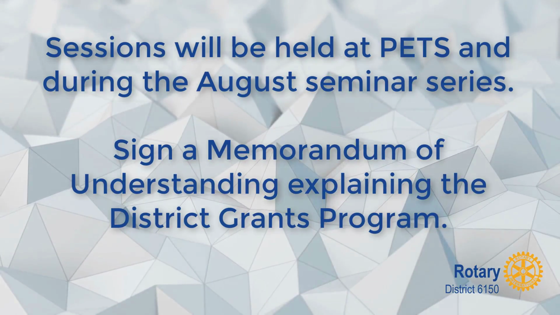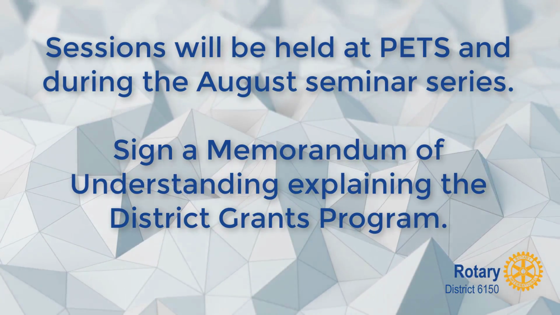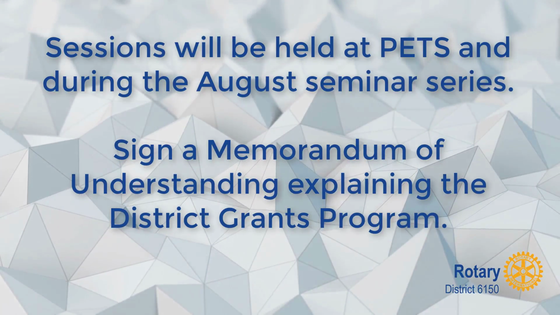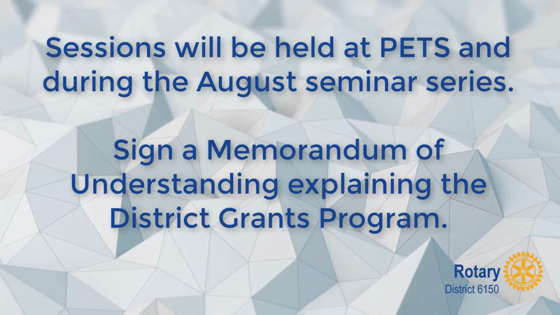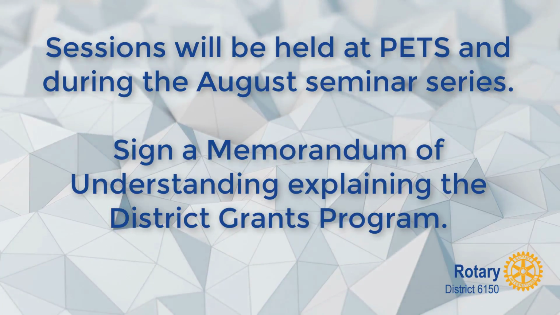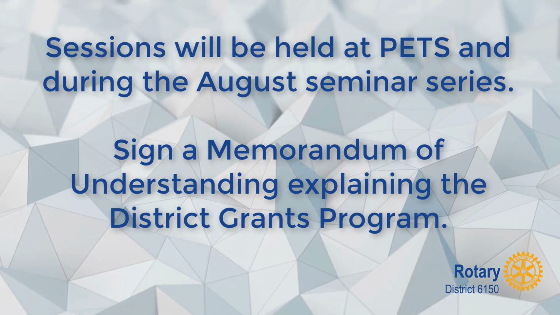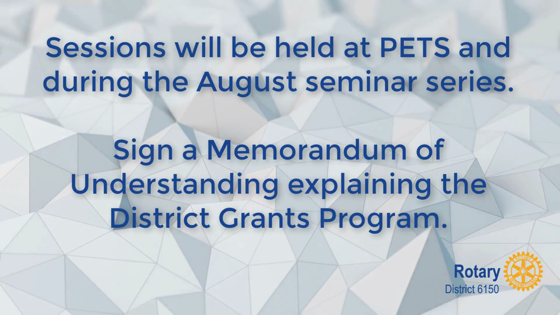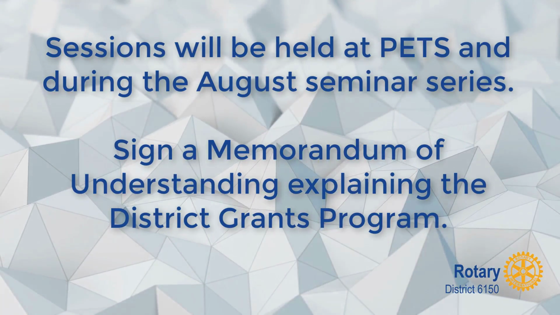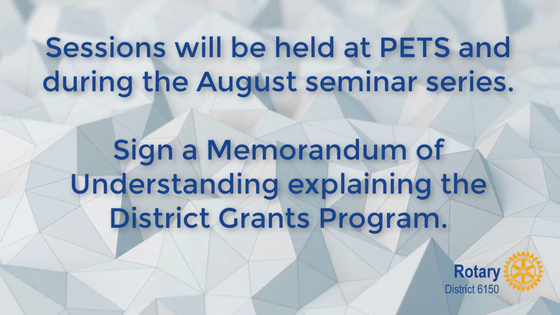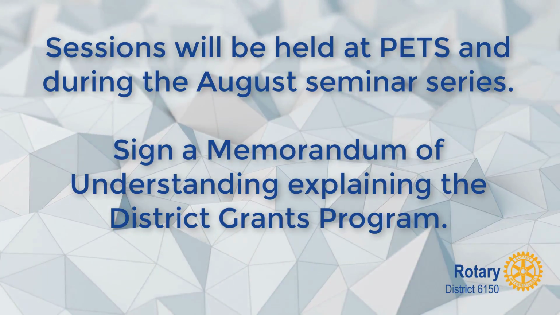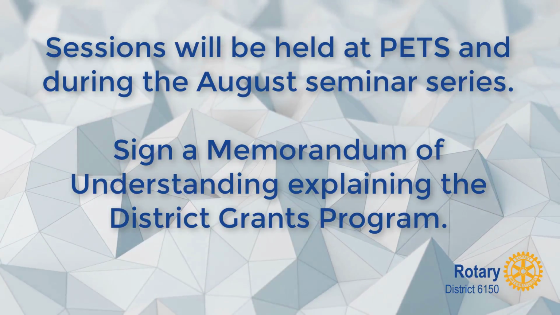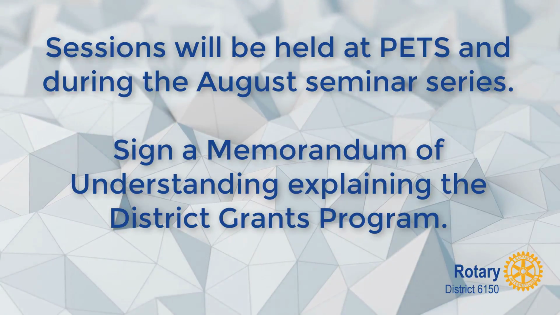And usually that's 2 Rotarians from each of your clubs, maybe the club president or the foundation chair. Once they have attended those seminars, they will be club certified by signing a memorandum of understanding saying that they have attended the seminars and that they understand the process of going through the grant process. Jean, I'll add to that that yes, presidents-elect will be certified at PETS, and then the second certification will happen in August at the summer seminars.